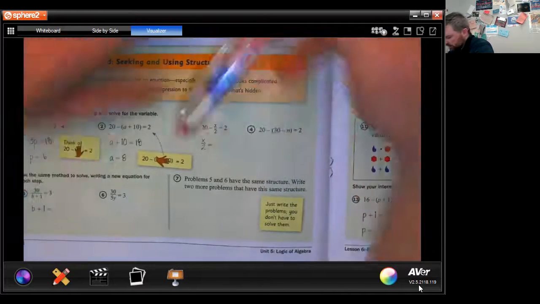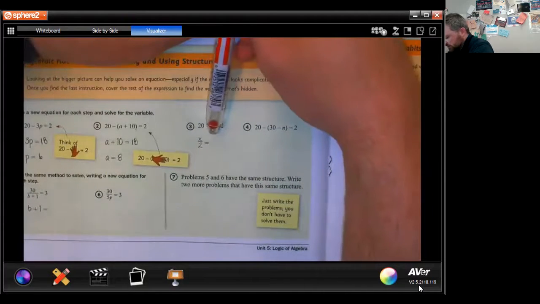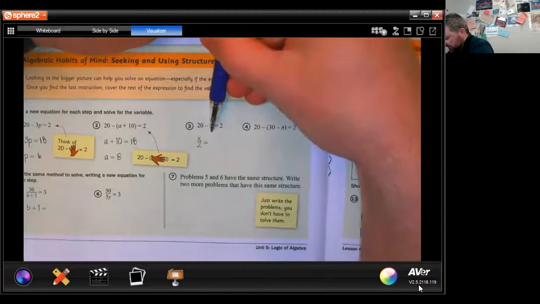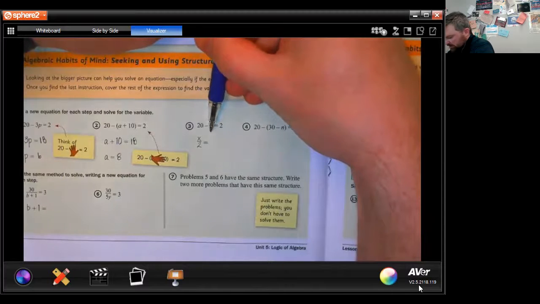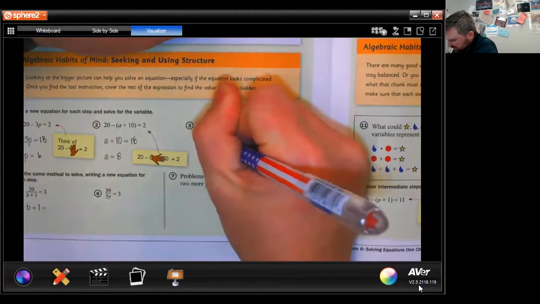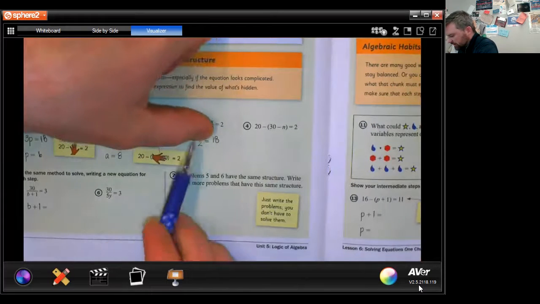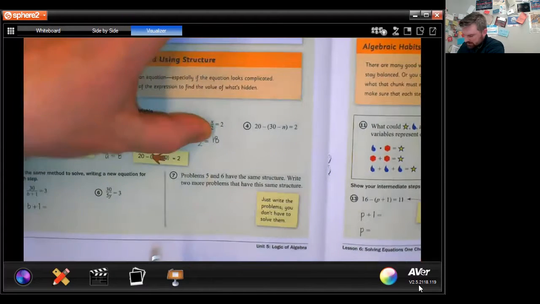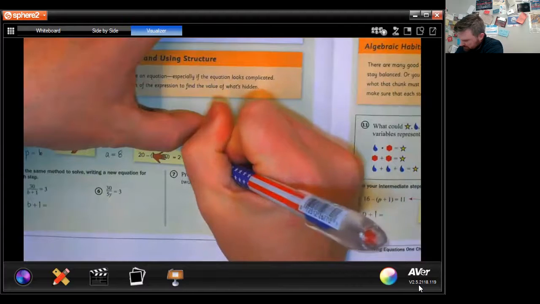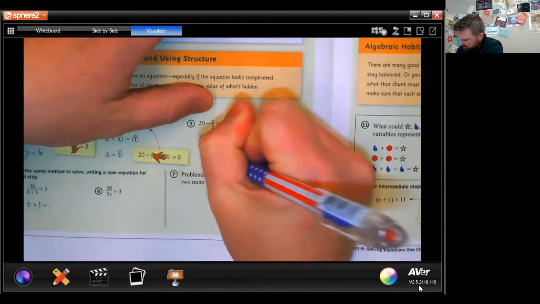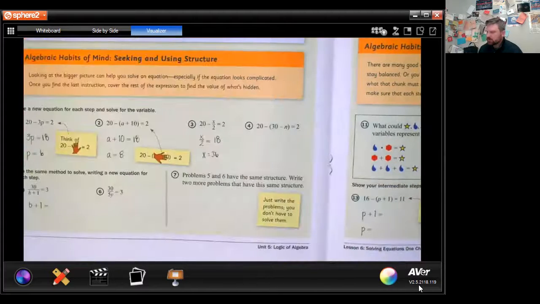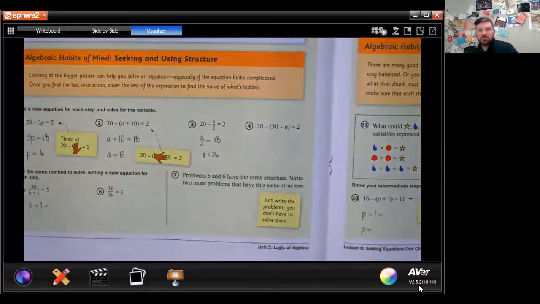Okay, here we're going to cover up this portion. 20 minus something would be 2. Again, that's 18. Okay, then we're going to cover this up. What number divided by 2 is 18? So x would be 36. So 36 divided by 2 gives you that 18.